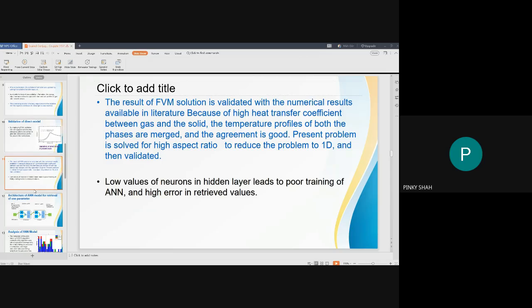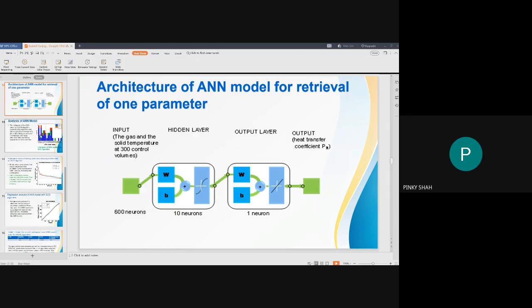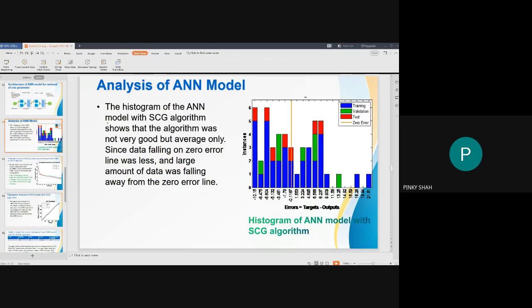After that, a low number of neurons in the hidden layer leads to poor training of the artificial neural network and high error in the retrieved value, which is shown in the next diagram, the architecture of the artificial neural network model for retrieval of one parameter. After this, we analyzed the artificial neural network model, in which we have the histogram of the ANN model with the SCG algorithm. It shows that the algorithm was not very good but only average, since less data was falling on the zero error line and a large amount of data was falling away from it.